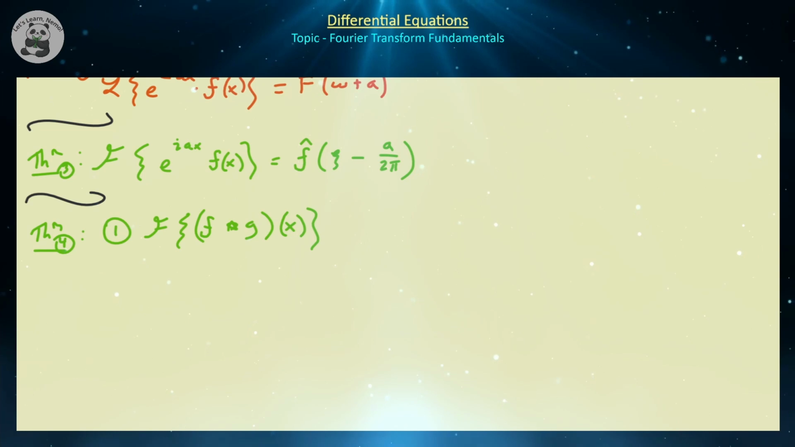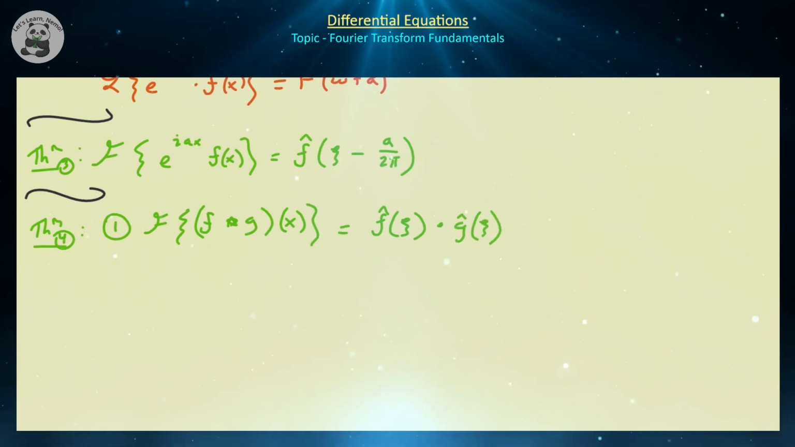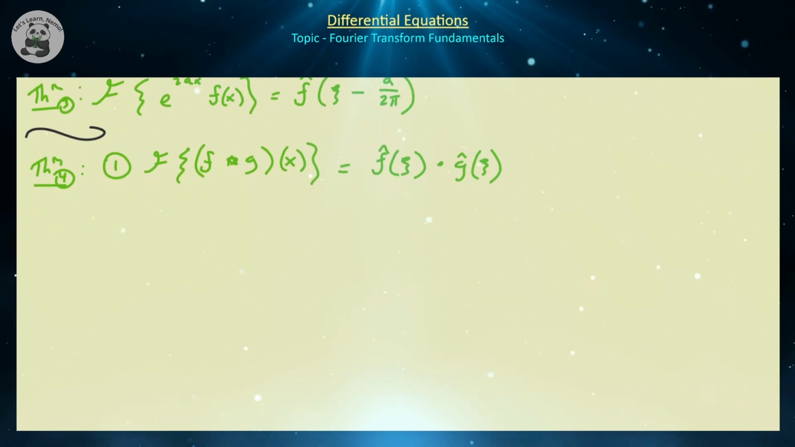So remember what this was with the Laplace transform. So the Laplace of the convolution was equal to the product of the Laplace transforms, and the Fourier of the convolution of two functions will also be equal to the product of the associated Fourier transforms. So it has practically the same exact structure with convolutions as Laplace transforms did.